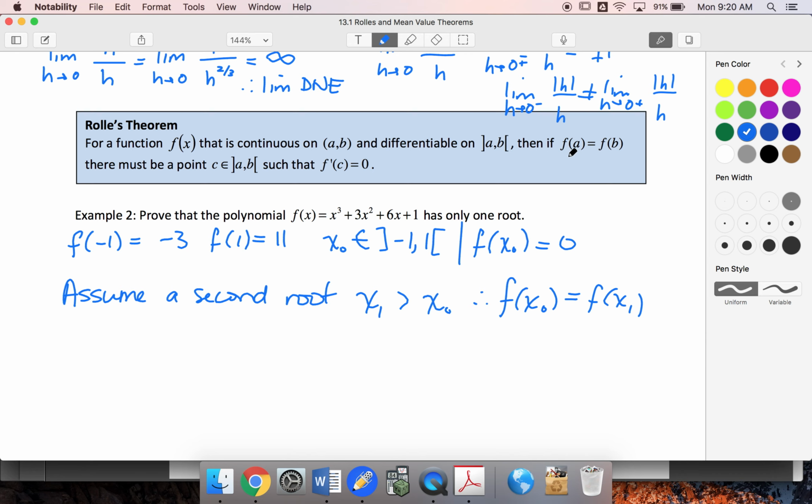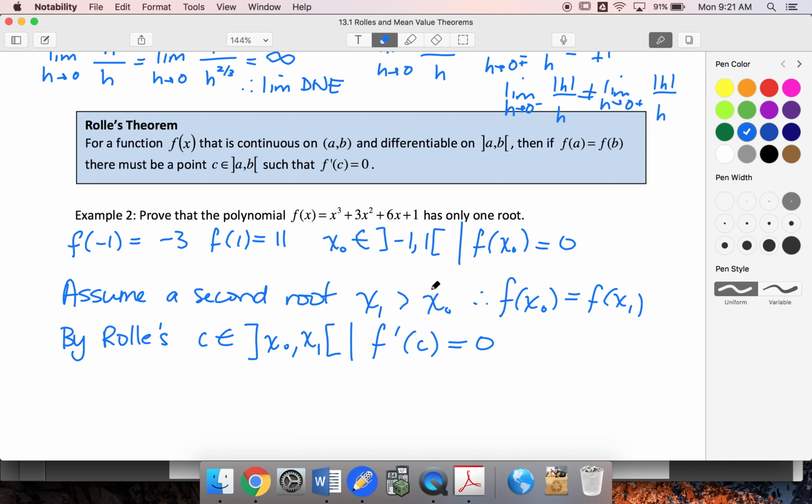All right, so now we've established that we've got our two x values. So these are like our a and b. We're continuous between those, and we have the same y value. So therefore, by Rolle's theorem, there's a value c that's between my two x values such that the derivative at c is going to be equal to 0.